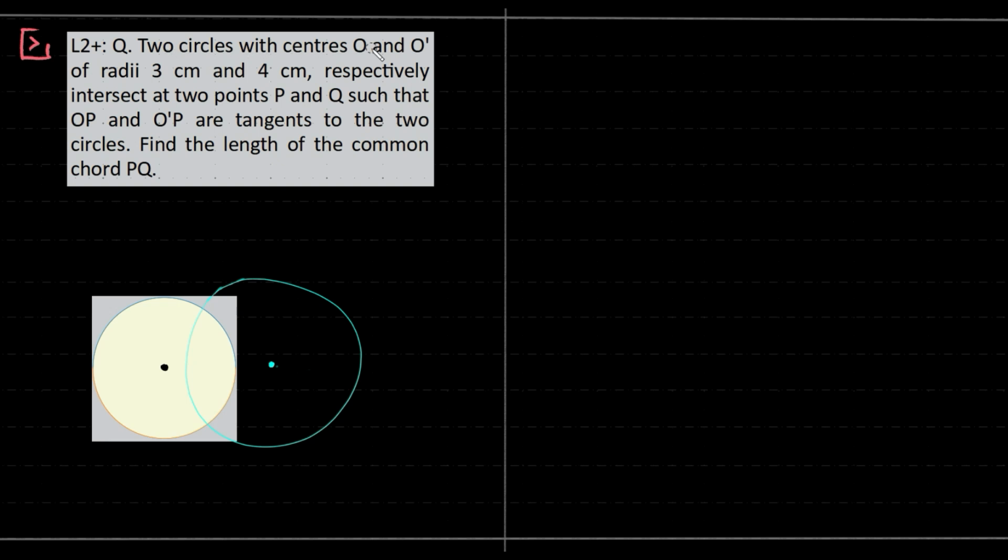Two circles with centers O and O dash of radius 3 and 4 respectively intersect at points P and Q such that OP and O dash P are tangents to the two circles. Find the length of the common chord.